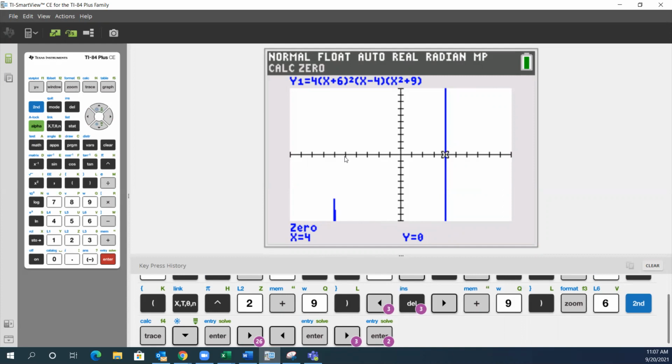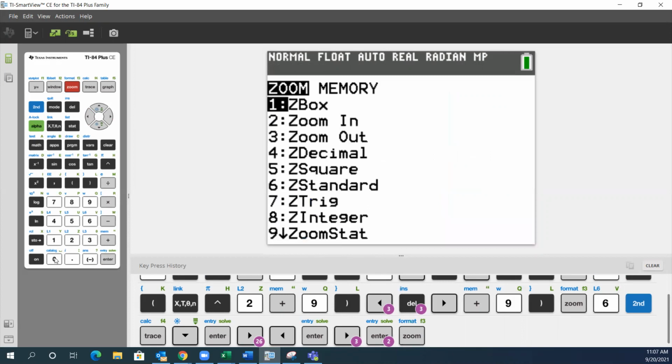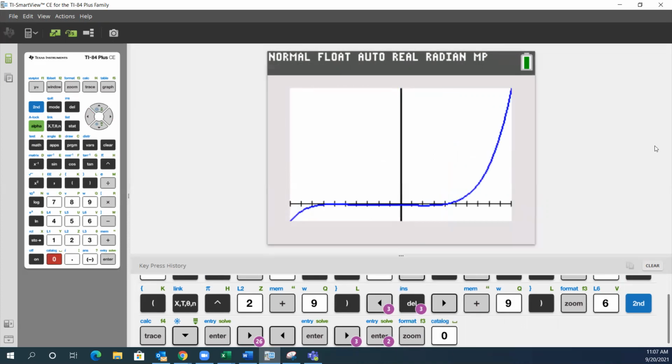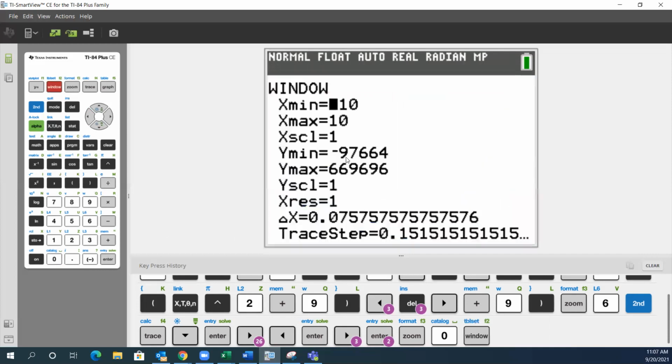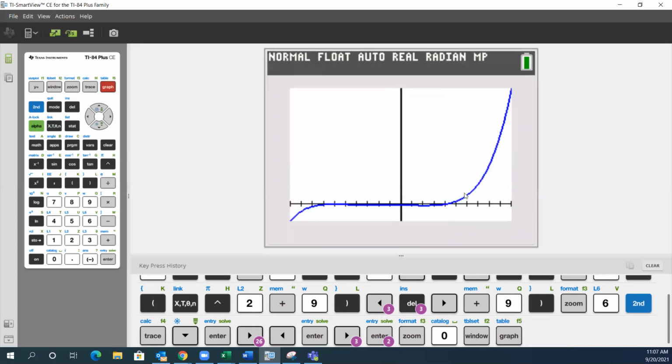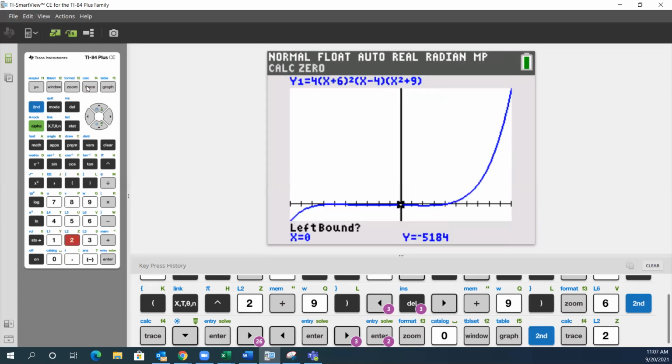It's not showing it, so maybe I'm going to try zoom 0. Let's stretch this thing out. Maybe that'll do it. That really popped it out vertically. Let's see how far. Okay, so on the bottom, -97,000, on the top, just about getting to 700,000. So yeah, that's why it was so steep. So let's go second trace, option 2.